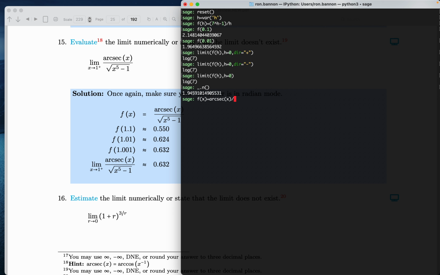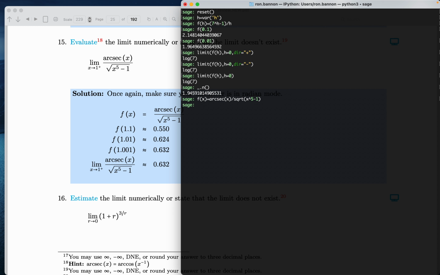And what am I dividing by? Something pretty complicated. Square root of what? X to the 5th power minus 1. All right? You're going to learn a lot by using software, including the frailty of software sometimes, where it's not producing what you expect it to.